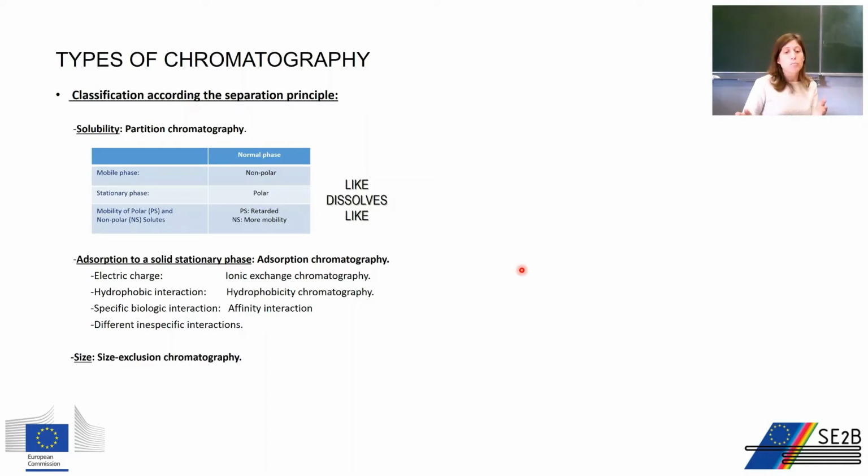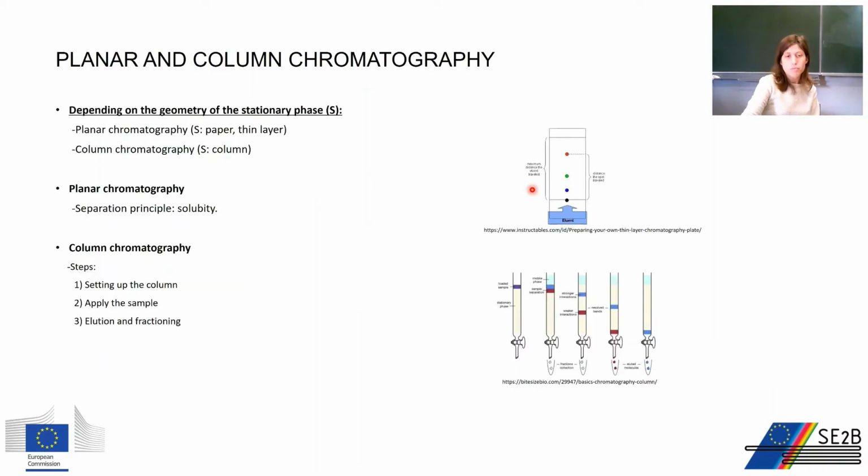Another separation principle is adsorption to a solid stationary phase. Adsorption can be due to electric charges, hydrophobic interactions, specific biological interactions, or other nonspecific interactions. And finally, another separation principle is size. Then we can have, depending on the geometry of the stationary phase, planar chromatography or column chromatography, depending on whether it takes place on a planar surface or in a column.